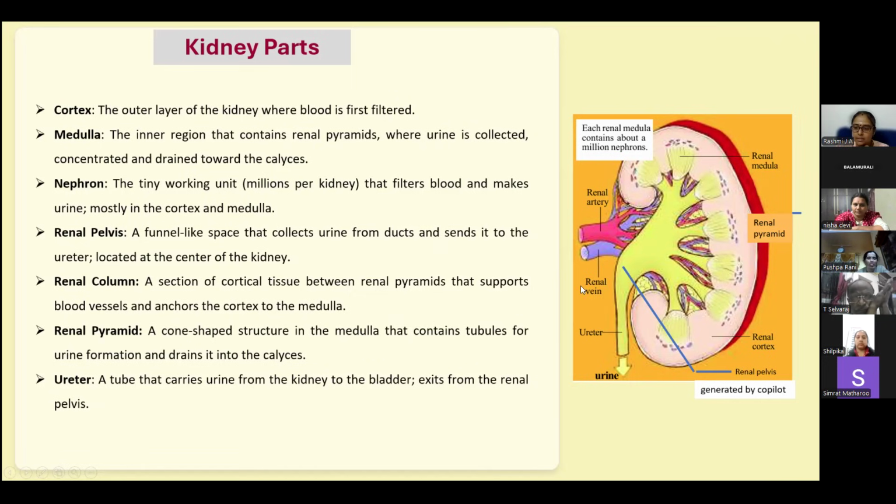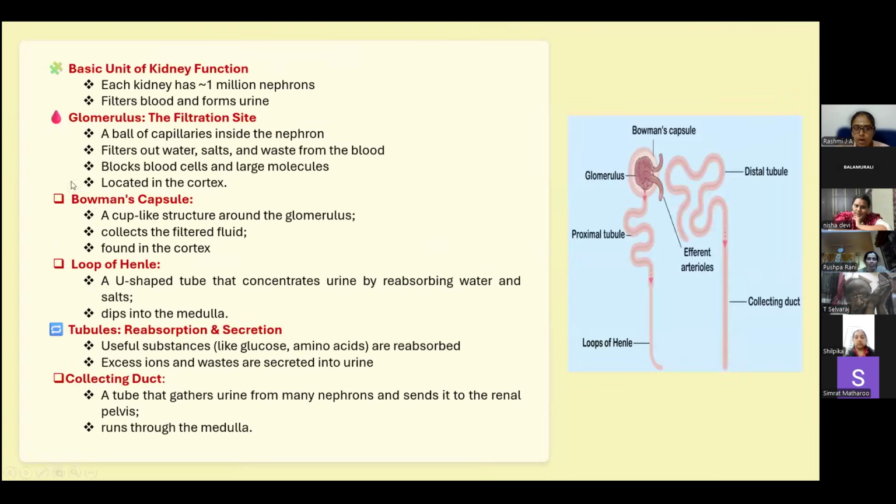Then the renal pyramid is the cone-shaped structure present in the medulla where urine formation happens, and it drains into the calyces. Then the ureter is the tube that collects the urine and passes it on to the urinary bladder. Now, the basic unit of kidney function, the nephron: there are 1 million nephrons. Nephron is what is shown here. This is one single unit, and like this you have millions in the kidneys, and because of that the working of the kidney happens. It filters the blood and forms the urine.